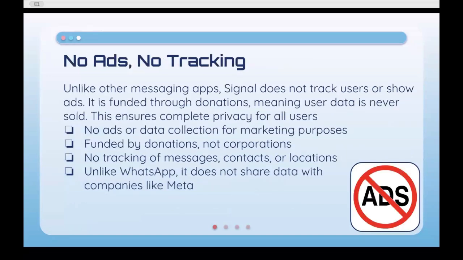No ads, no tracking. Unlike other messaging apps, Signal does not track users or show ads. It is purely funded through donations, meaning user data is never sold. This ensures complete privacy for all users. No ads or data collection for marketing purposes, funded by donations, not big tech corporations who are trying to steal your data and sell it on the market. And there's no tracking of messages, contacts, or locations, ensuring complete privacy and security no matter what domain. And unlike WhatsApp, it does not share data with companies like Meta, which is well known for taking your data and using it in bad ways.